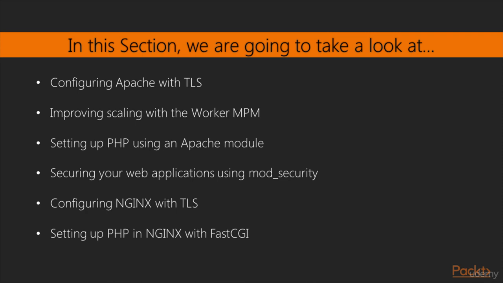In this section, we will start with configuring Apache with TLS, then improving scaling with the worker MPM. After that, setting up PHP using an Apache module. Next, securing your applications using mod_security. Next, configuring Nginx with TLS. And then finally, setting up PHP in Nginx with FastCGI.